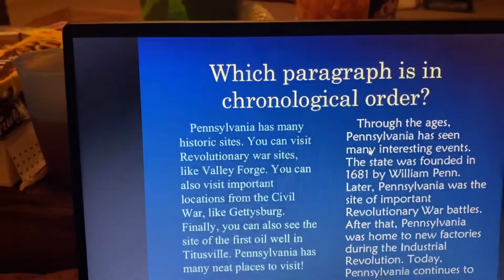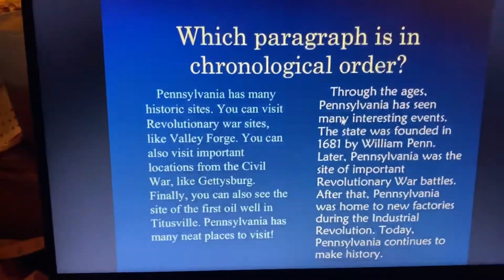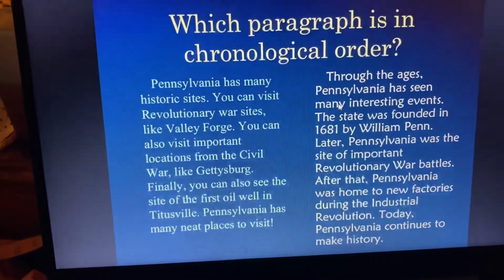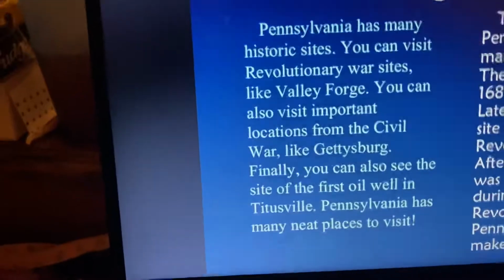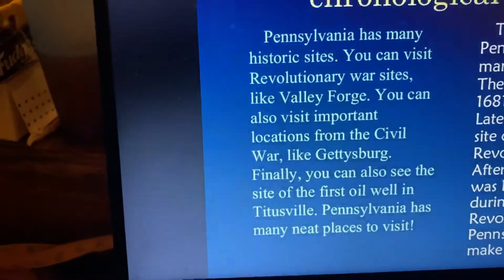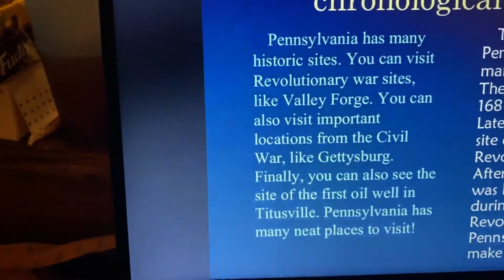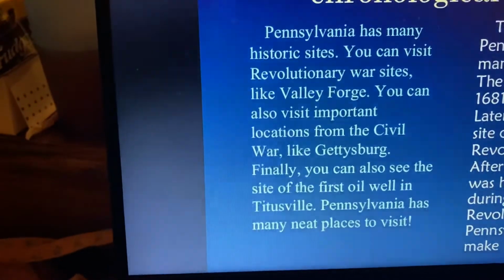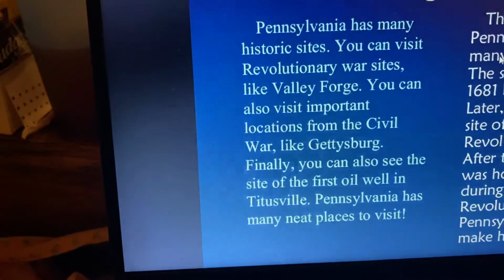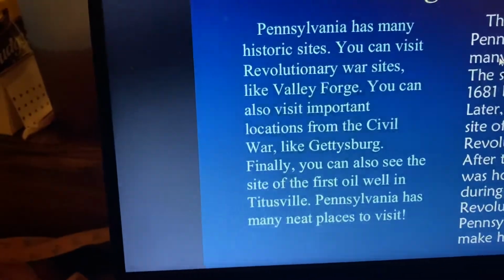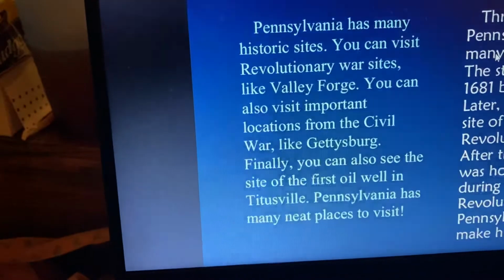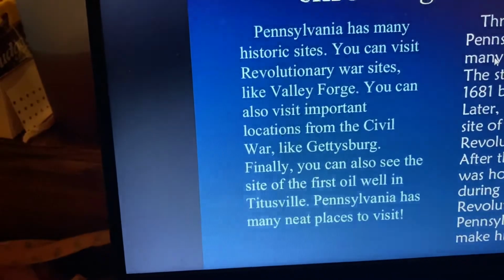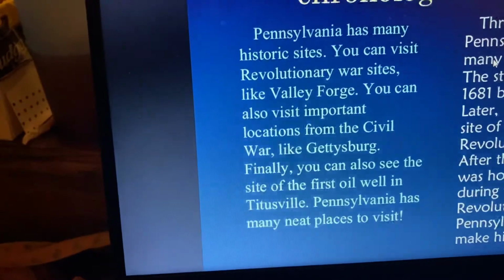So we're going to look at the paragraph here, and we're going to see which one of these 2 paragraphs we think is in chronological order. So let's look at this first one here. It says Pennsylvania has many historic sites. You can visit Revolutionary War sites like Valley Forge. You can also visit locations from the Civil War like Gettysburg. Well, finally, you can also see the site of the first oil well in Titusville. Pennsylvania has many neat places to visit.